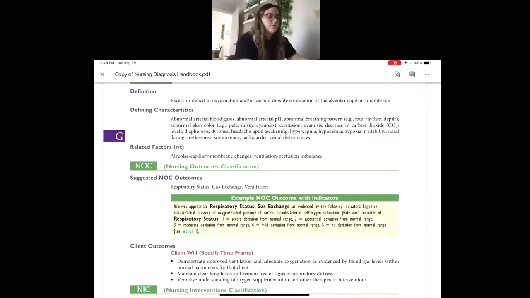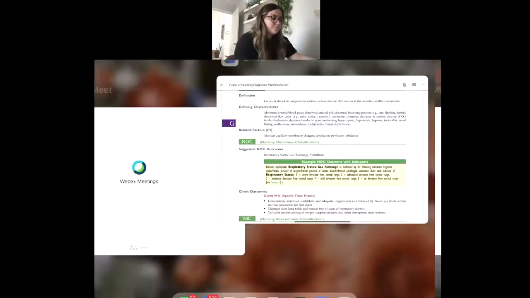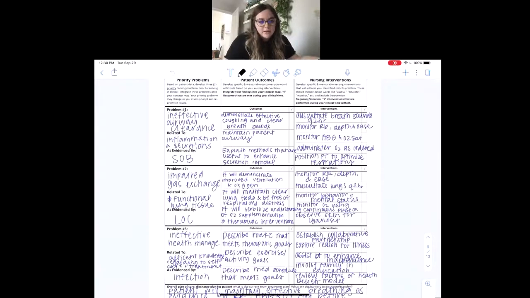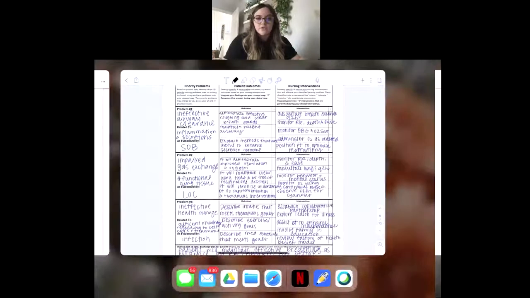I'll show you guys one of my care plans. It's a little messy. It was a real one I used for a patient with pneumonia. So it looks like I used impaired gas exchange as problem number 2, related to functional lung tissue as evidenced by level of consciousness. Like I said, this is really messy, but I've got all of my outcome boxes filled in, and I've got all my interventions filled in, and our textbook just makes that super easy.